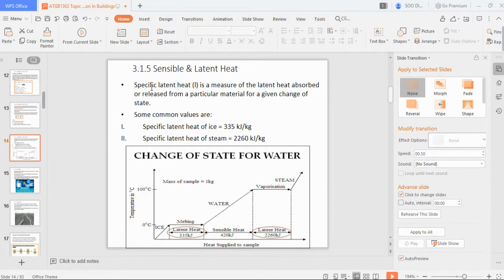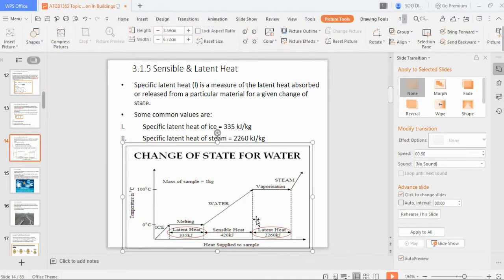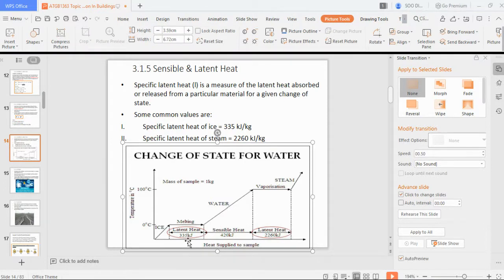It can be represented by this figure. You know that to convert your ice into water, you require a specific latent heat. But to heat up your water from 0 degrees to 100 degrees, you'll be looking at your sensible heat.